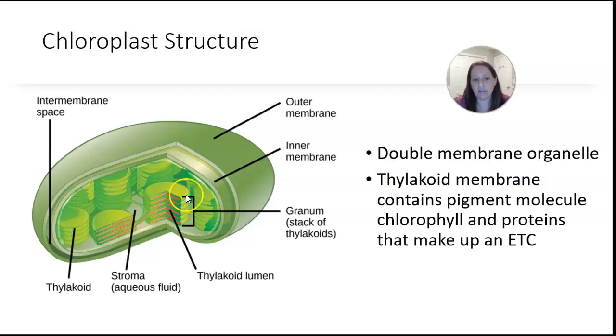On the inside of that inner membrane, there is a fluid-filled portion called the stroma. Here it says aqueous fluid; aqueous just means watery. Then we can see these stacks of disc-like structures. Each one of these discs is called a thylakoid, and the whole stack of discs is called the granum. If we look inside of the thylakoid, the open space, shown here in a pinkish color, is called the thylakoid lumen, and the lumen is surrounded by the thylakoid membrane.